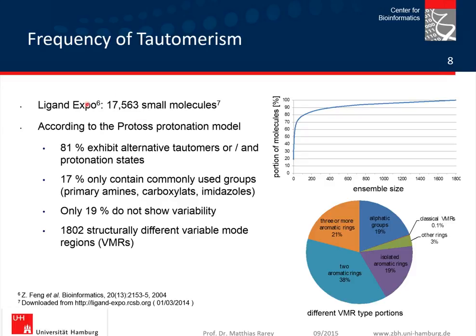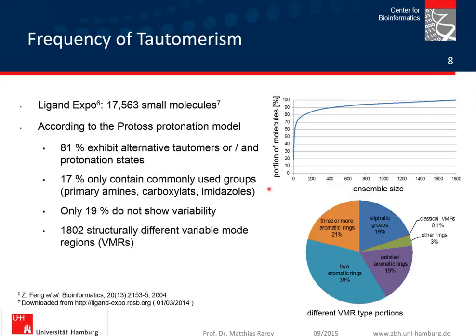Okay, to get an impression of how important this problem is from purely numerical values, we have here the Ligand Expo from one year ago, which had about 17,500 small molecules. And if we apply our model for protonation and see how many situations we find where we can actually use different tautomeric forms, we see that in more than 80% we have ligands with alternative tautomers or protonation states.